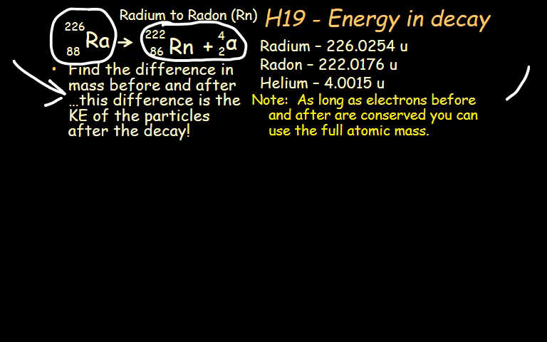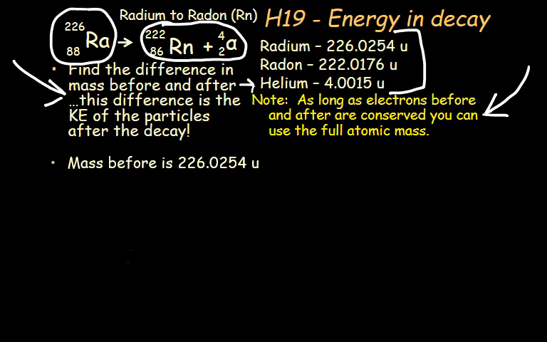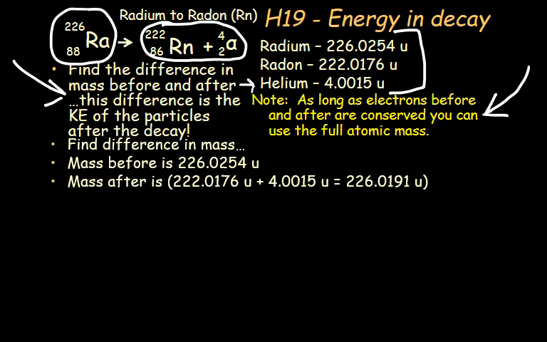Now, here's an important note. As long as the electrons are there before and after, you can actually leave the full atomic mass. You don't have to subtract the electron mass from any of these. The helium nucleus obviously won't have any, but radon will. We'll have the electrons there, so you can just leave the electrons there. So what we can do then is take a look at the mass before, which is 226.0254 U. We can get the difference in mass.